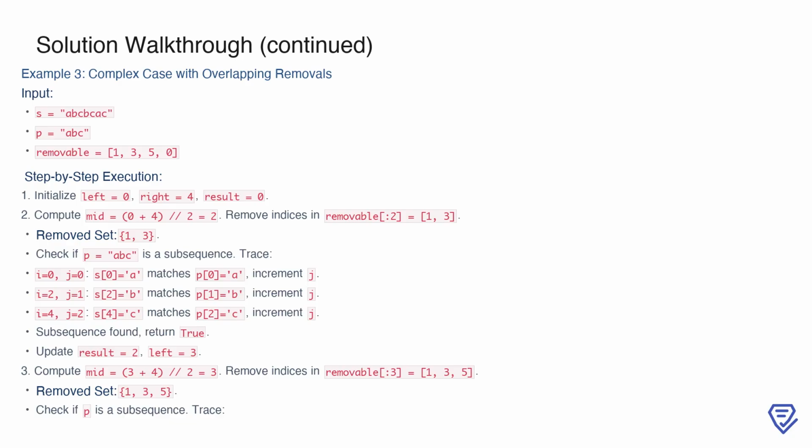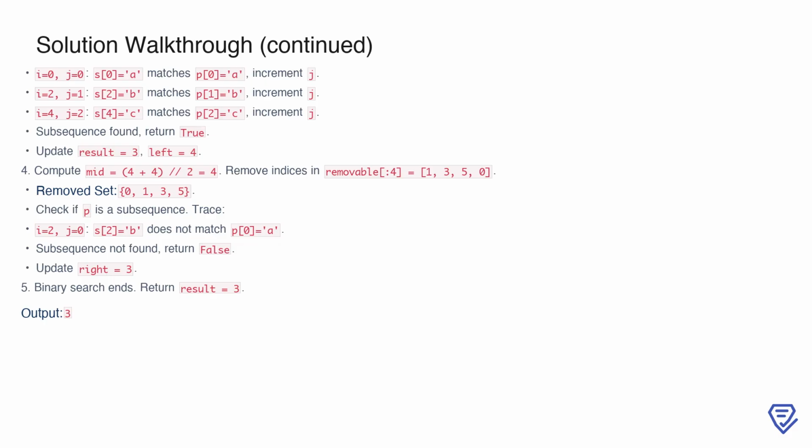Once again, we check if P is a subsequence. When removing the indices 1, 3, 5, we trace through the modified string S and find that S0 matches P0, S2 matches P1, and S4 matches P2. This shows that P is still a subsequence, so we update result to 3 and adjust left to 4.